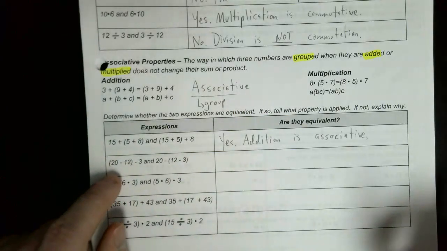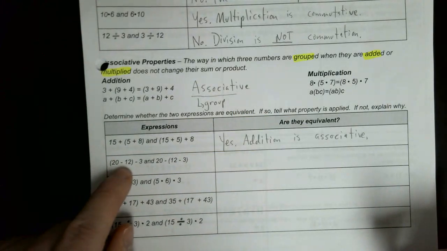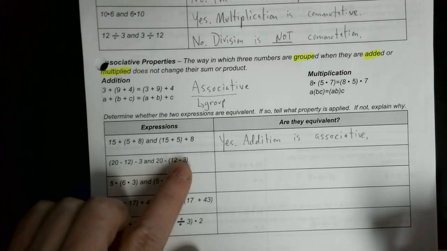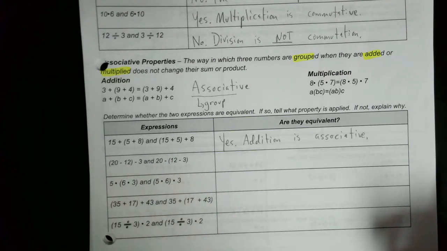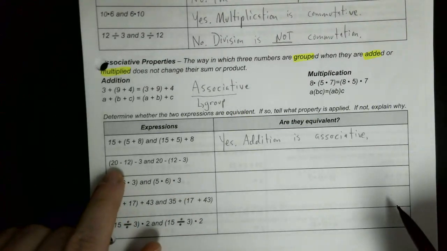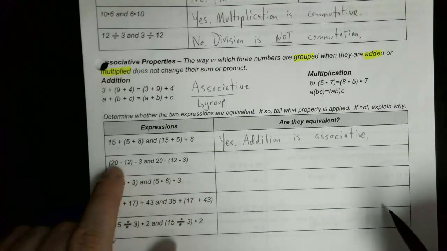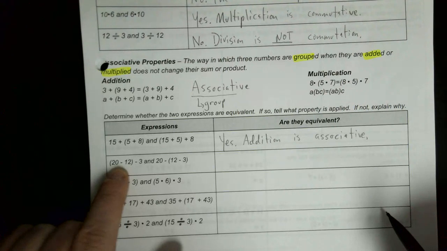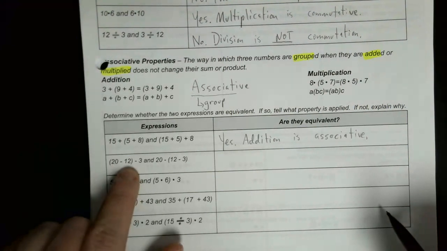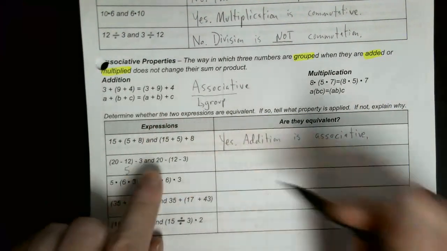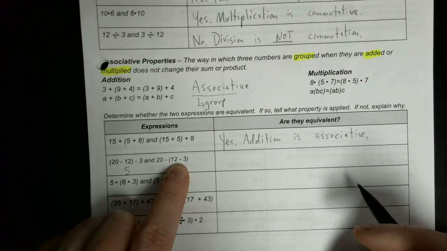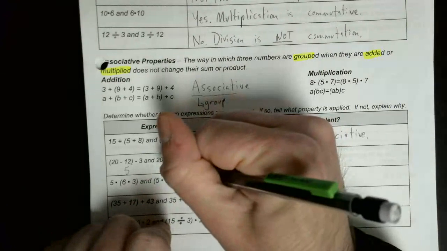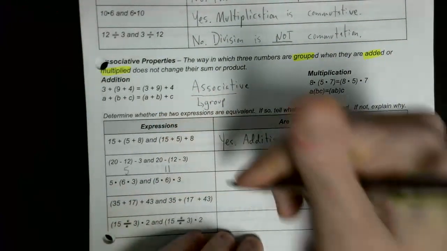All right, let's check these out. 20 minus 12 minus 3, 20 minus 12 minus 3. Same order, grouped differently, but it's subtraction. So let's just check this one real quick, because these should not be equivalent. 20 minus 12 is 8. 8 minus 3 is 5. That one's equal to 5. For this one, we do 12 minus 3 first. 12 minus 3 is 9. 20 minus 9 is 11. So that one's 11. So these are not equivalent.